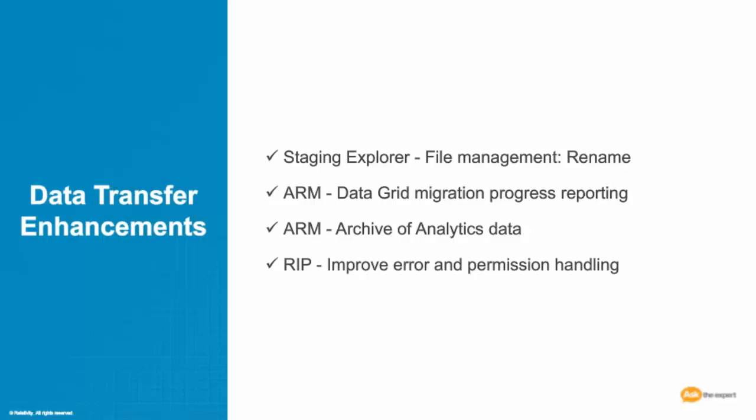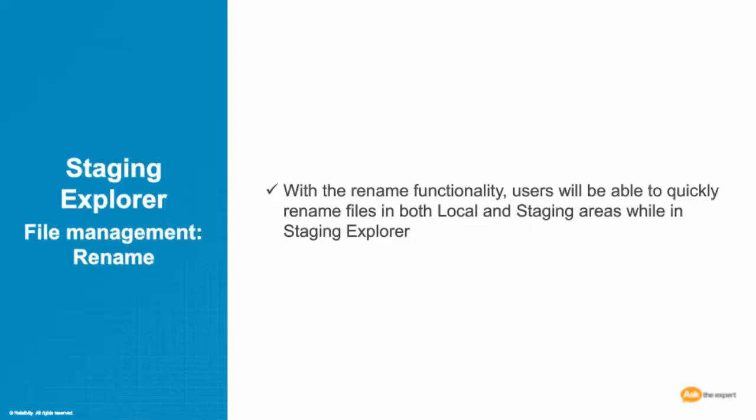Next, I'm going to touch on the data transfer enhancements. Here's a list of the enhancements that I'm going to go over. First, we're going to start with the Staging Explorer. Now, the Staging Explorer is only going to sound familiar to RelativityOne customers. This is the RelativityOne Staging Explorer. So if you use Relativity on-prem, this doesn't really apply to you. This is the tool that we use to transfer data from a local machine up into cloud storage.